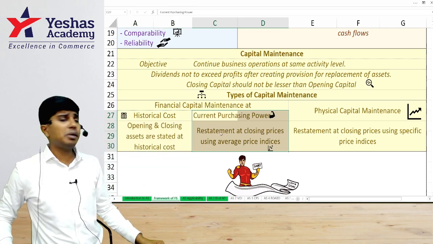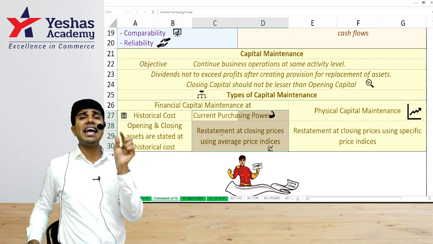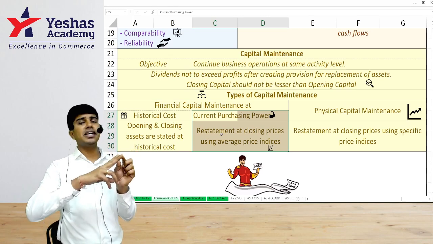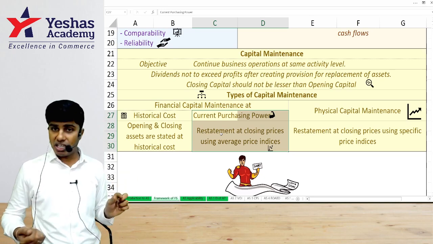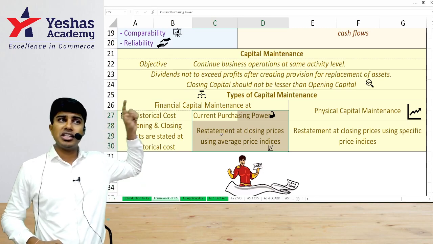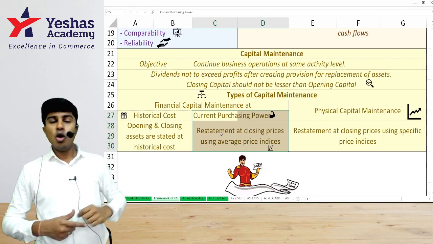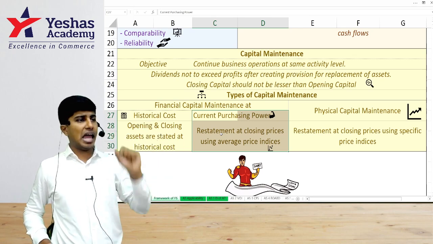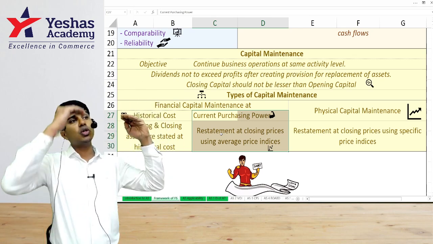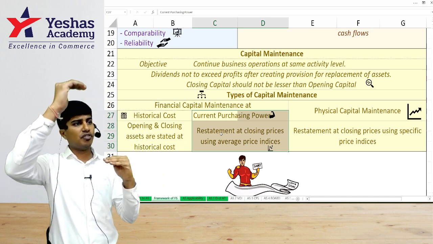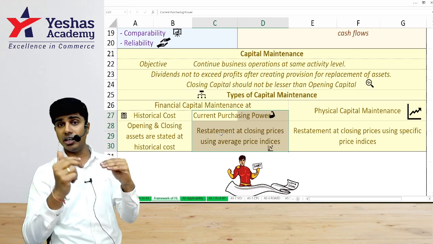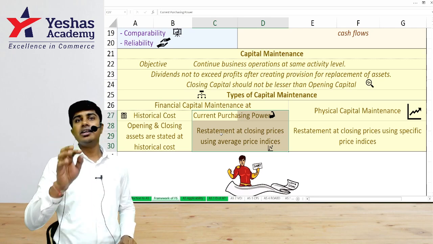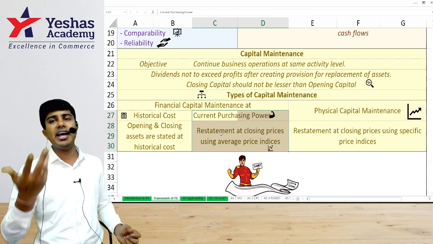Under the second method, current purchasing power, we always take 100 as base price. They'll tell you the purchasing price index at the end of the year. They say purchasing price index at the end of the year is 120. If they say 120, it means whatever is 100 rupees at the beginning of the year is 120 rupees at the end of the year. Opening capital was 10,000 units at rupees 10, which is 1 lakh. At the end of the year, let's say the price index has become 120. So we do 1 lakh opening capital into 120 divided by 100. That gives me capital to be maintained as 1 lakh 20,000.